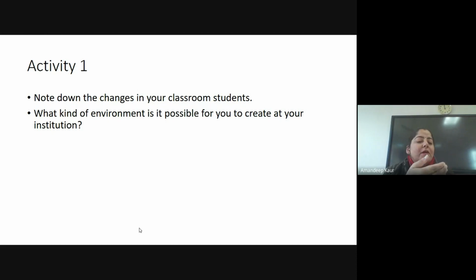Note down what changing characteristics you have observed over the past 4 or 5 years, and what kind of environment it is possible for you to create with the infrastructure available at your institute, so that you can create an experiential learning environment for the student population. So this is an activity that is given to all of you. I hope it is clear to all the members.